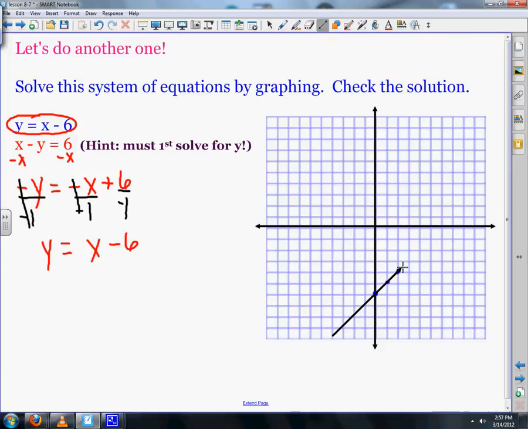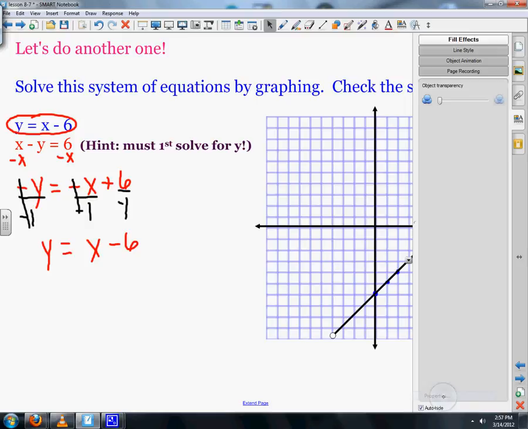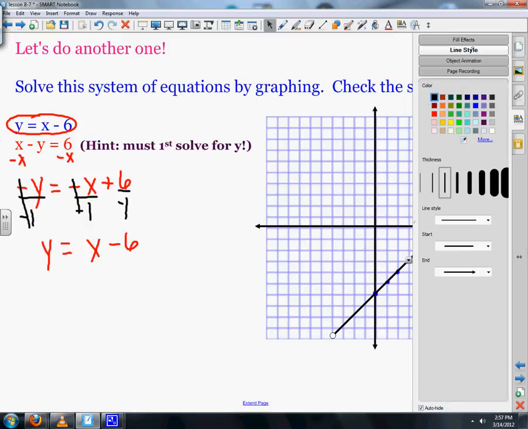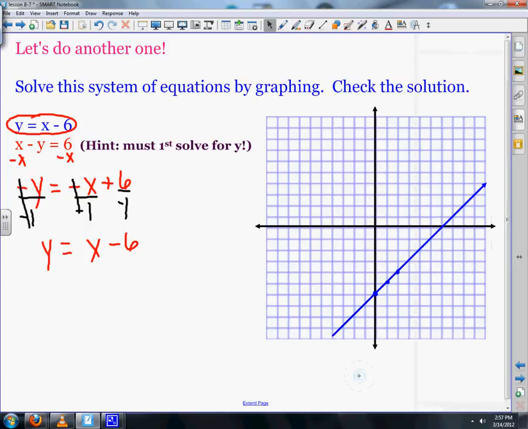it would look like this. And I'm going to change that line to blue so we can see how the two lines are going to be in the same place. So then we're going to graph the second one. We put our point here and we move up 1, over 1, up 1, over 1. It's the exact same line. And again, we'll graph that line.